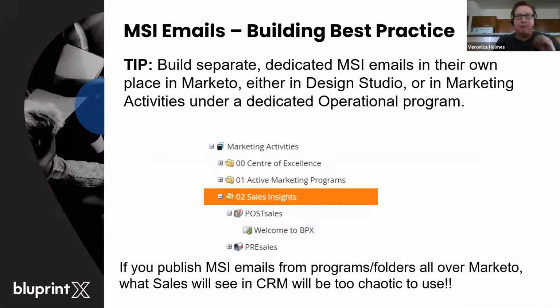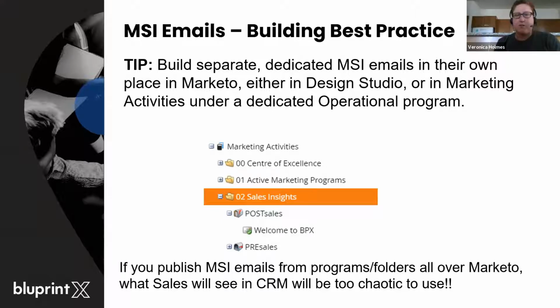Building best practices. Do not publish Sales Insight emails from all over the place. Because in CRM, when someone goes into Salesforce or Dynamics, it reflects the folder structure that the email is in to try to keep it all neat and tidy for sales. But if you publish a random email in some random part of Marketo, it's going to show the folder structure down to that email, and it'll have all kinds of weird folder structures inside CRM. So it'll be just too chaotic for sales to use, full stop.